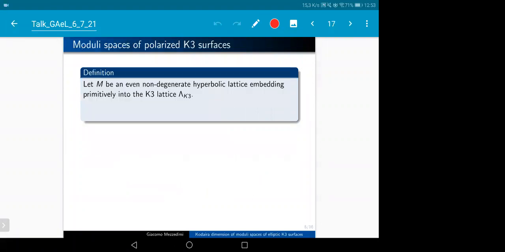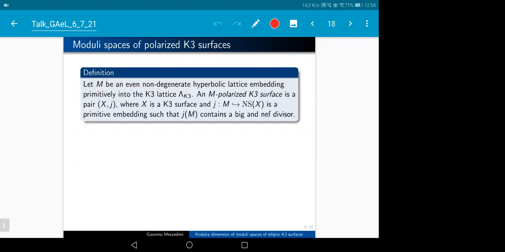After this, I hope it doesn't come as a surprise, the following definition. Let me fix M to be an even non-degenerate hyperbolic lattice embedding primitively into the K3 lattice. That's a lot of words, but even, non-degenerate and hyperbolic are just the properties of the Néron-Severi lattice. So you can think of M as a candidate Néron-Severi lattice of K3 surfaces. And we want this embedding to be primitive. Primitive is a technical assumption, kind of a crucial hypothesis for embeddings of lattices. It simply means that the cokernel of the embedding has no torsion. But it's just a technical assumption.